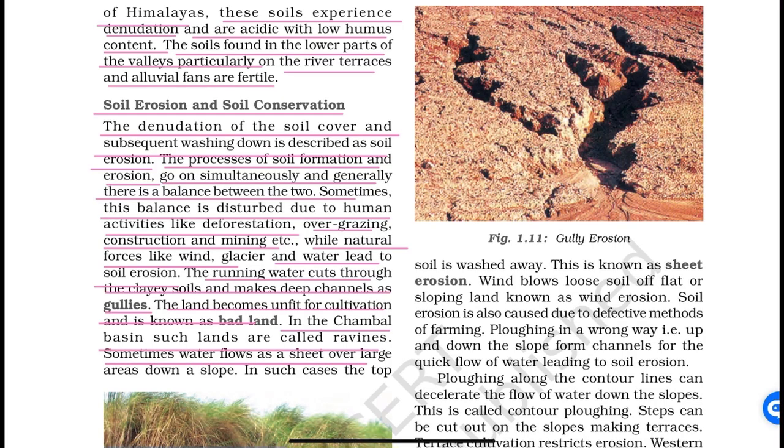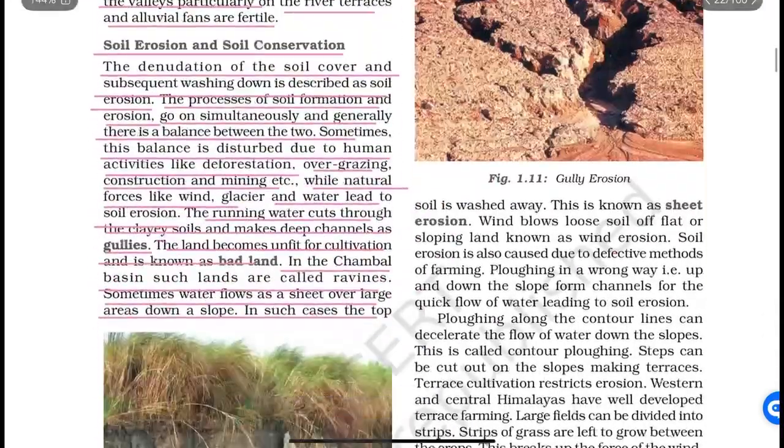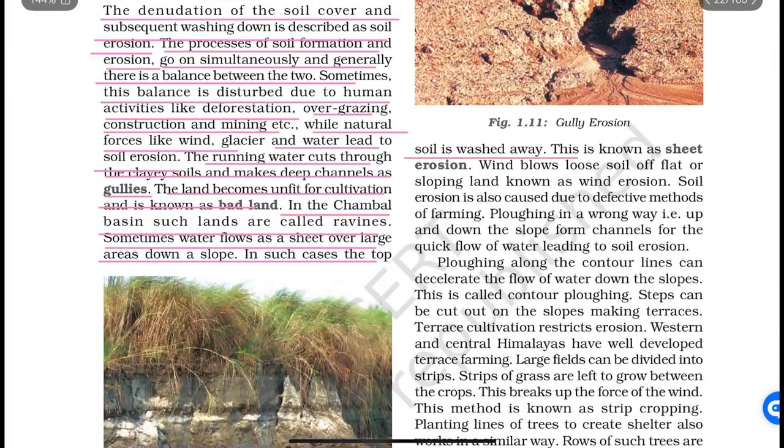Sometimes water flows as a sheet over large areas down a slope. In such cases, the top soil is washed away. This is known as sheet erosion. Wind blows loose soil off flat or sloping land, known as wind erosion. Soil erosion is also caused due to defective methods of farming. Plowing in a wrong way, that means up and down the slope, forms channels for the quick flow of water, leading to soil erosion. Plowing along the contour lines can decelerate the flow of water down the slopes. This is called contour plowing.